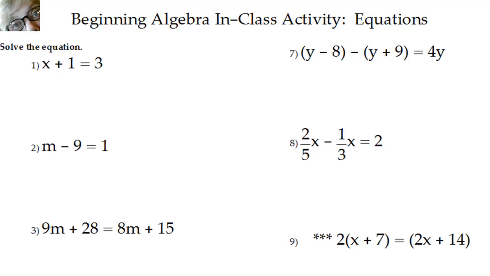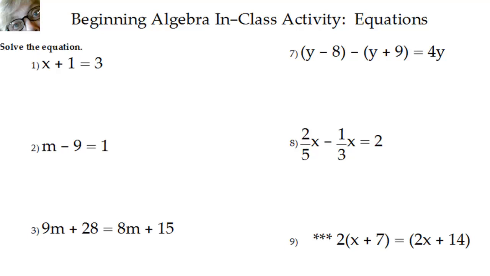And that now is your equation. 1 times M is M, so this is M plus 28 equals 0 plus 15, which is 15. And now we've only got a little bit farther to go. What am I going to do here? Add 28 on both sides. Yes! Or add negative 28, either way you want to look at it.